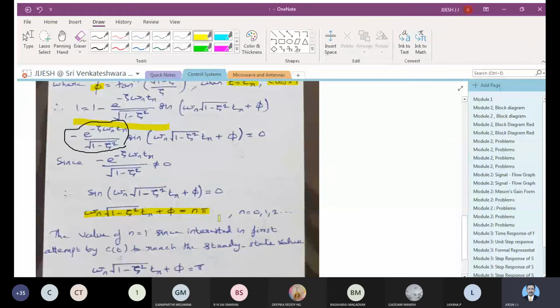So omega n root of 1 minus zeta square tr plus phi can be written as n pi, because the sine of an angle will be equal to 0 only when this angle is a multiple of n pi. So n is equal to 0, 1, 2, 3, etc.